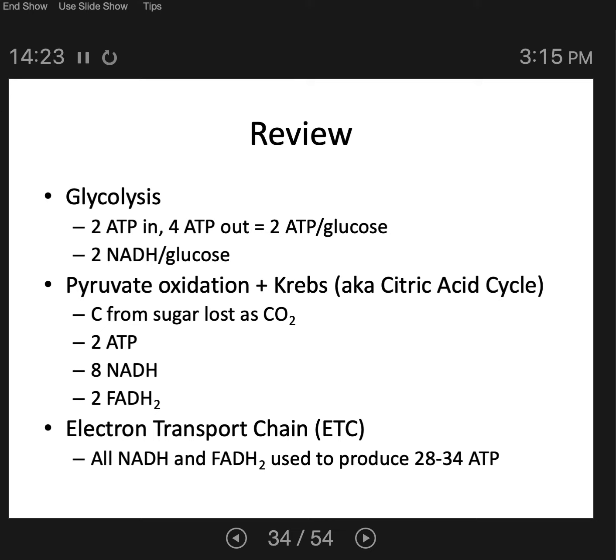Then all these electron carriers, all the NADHs and FADH2s from glycolysis and pyruvate and the Krebs cycle, are going to go to the electron transport chain. And that's what we'll cover next.